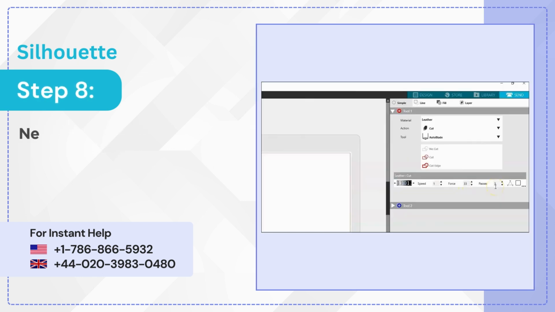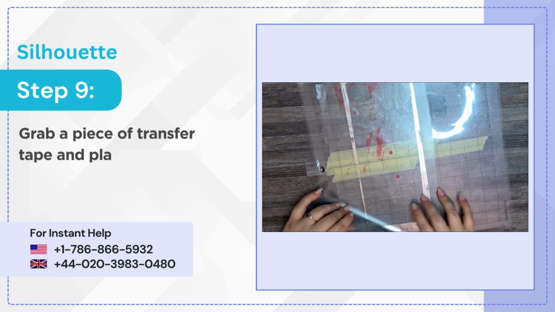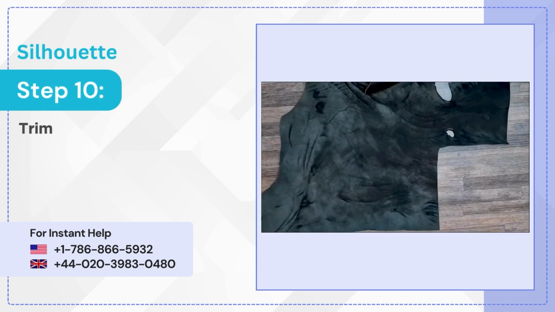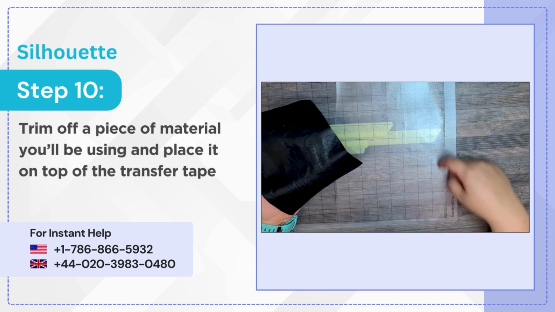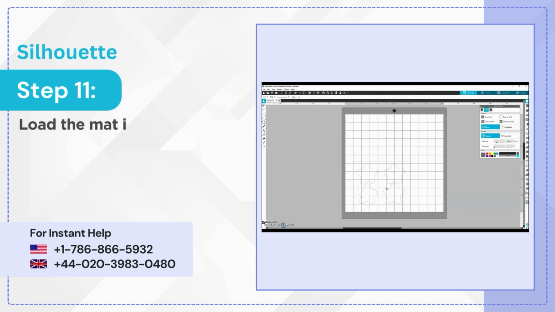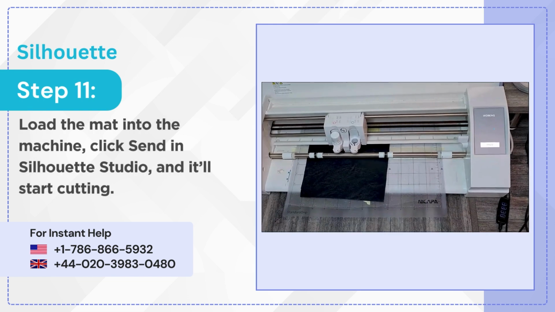Step 8. Next, check the cut settings. Step 9. Grab a piece of transfer tape and place it on top of the mat. Step 10. Trim off a piece of material you'll be using and place it on top of the transfer tape and the mat. Step 11. Load the mat into the machine, click Send in Silhouette Studio and it'll start cutting.